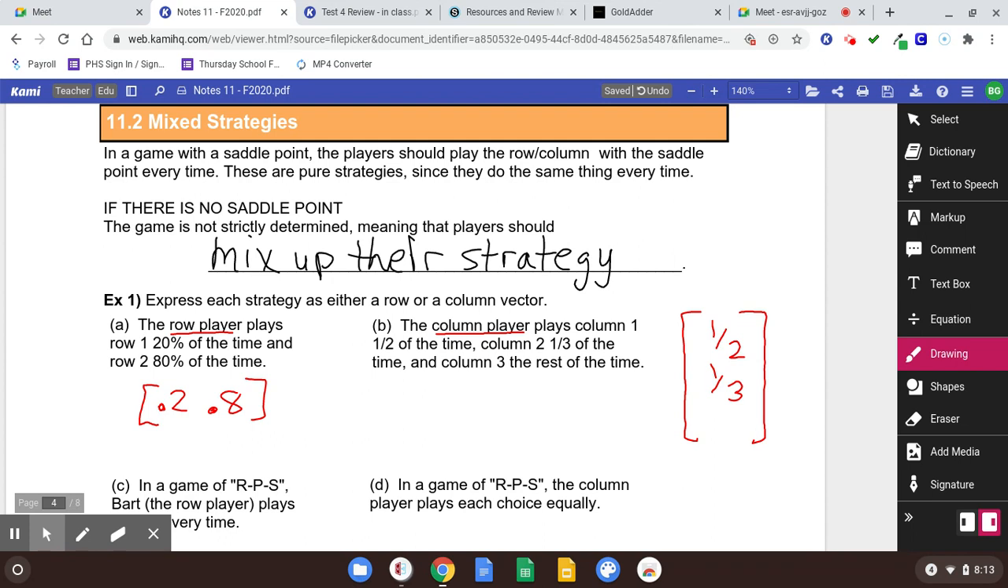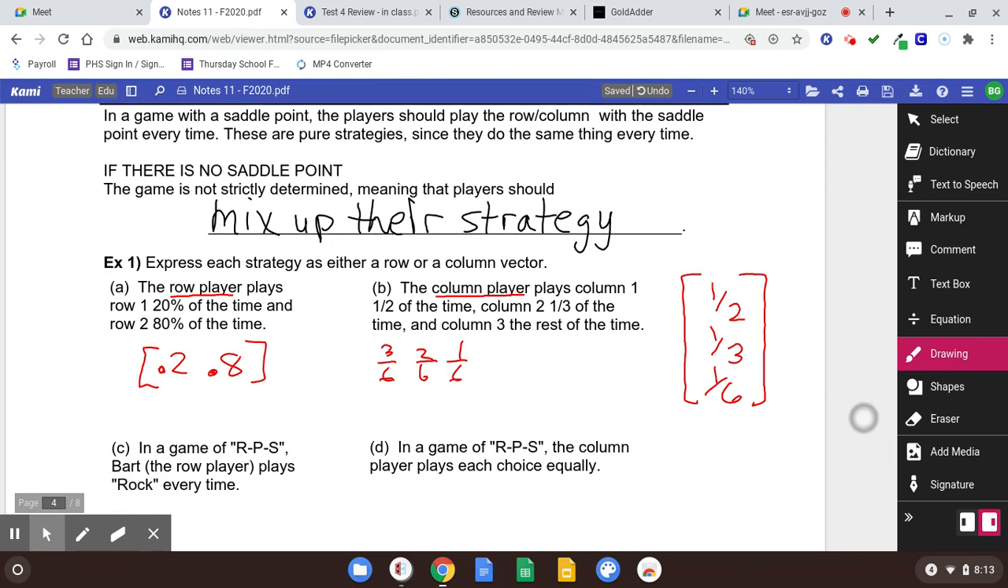Okay, so you have to figure out what the rest of the time means. Well, get a common denominator there. 1/2 is 3/6, and 1/3 is 2/6. So what does that leave for the rest of the time? It's got to be 1/6 for the rest of the time. Okay, so when they say the rest of the time, that's going to be 1/6 of the time. And that is it for the column player's strategy.